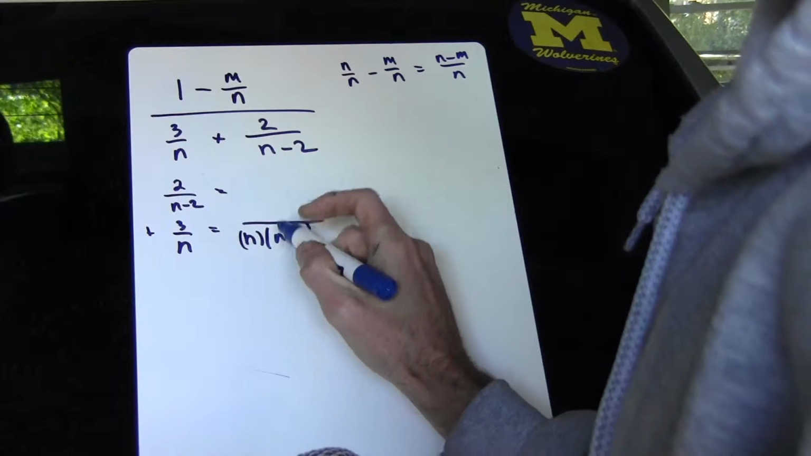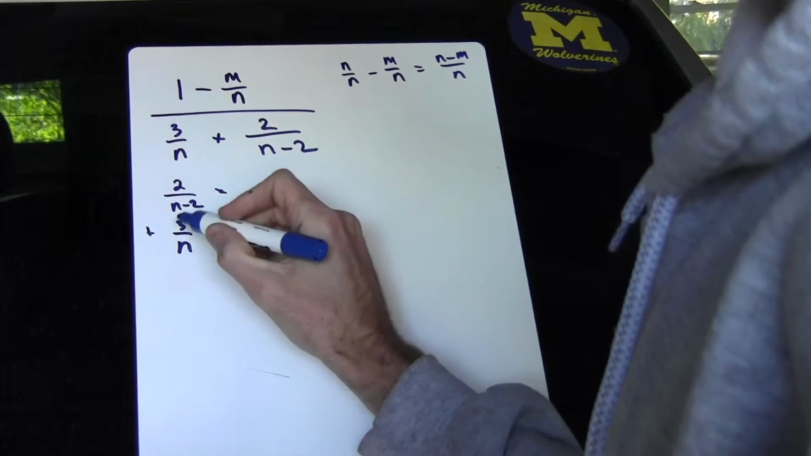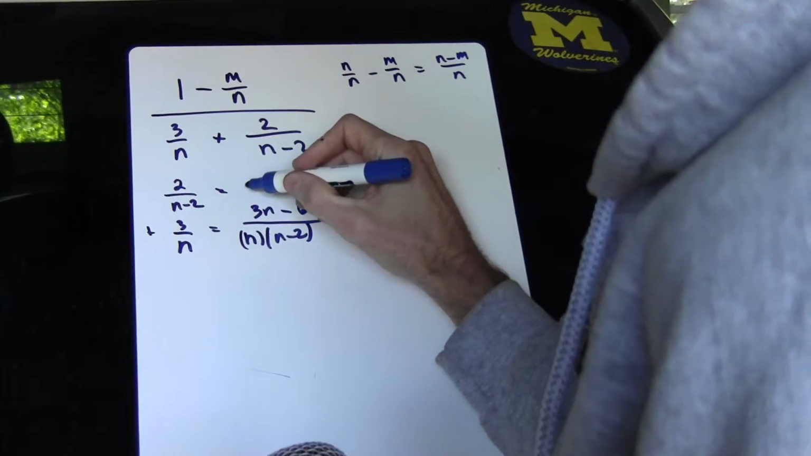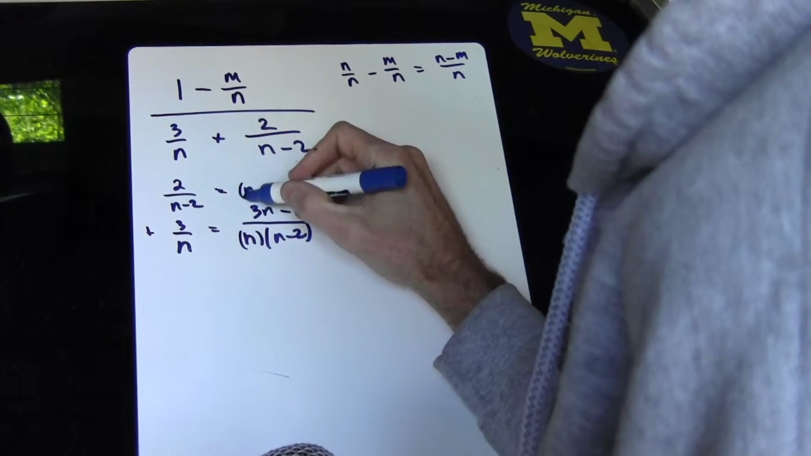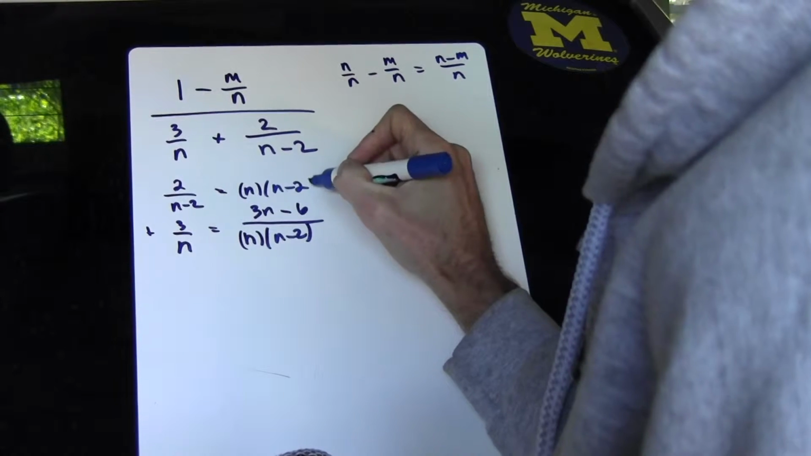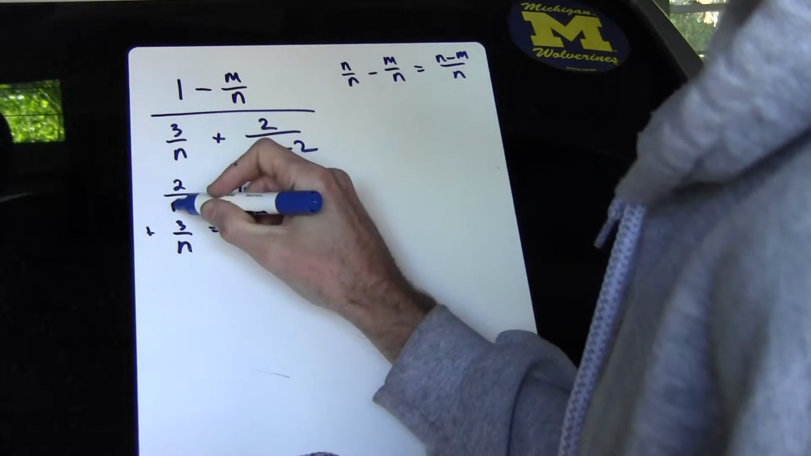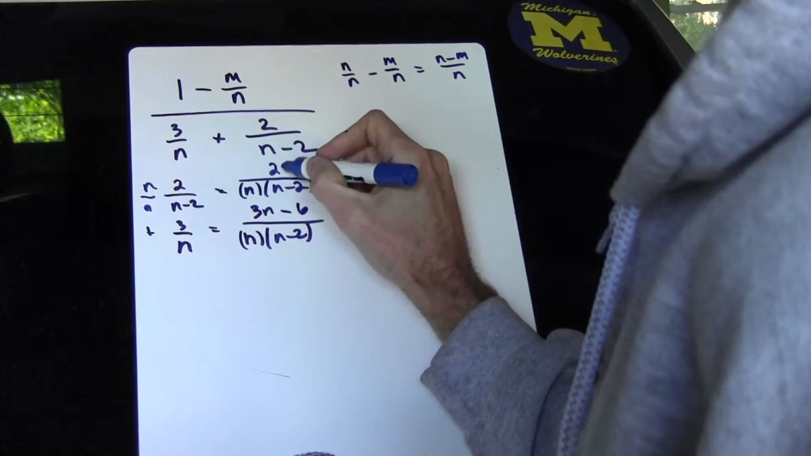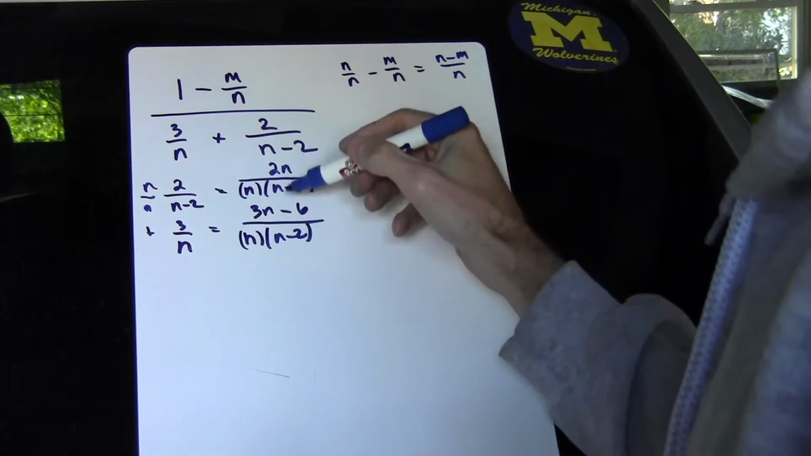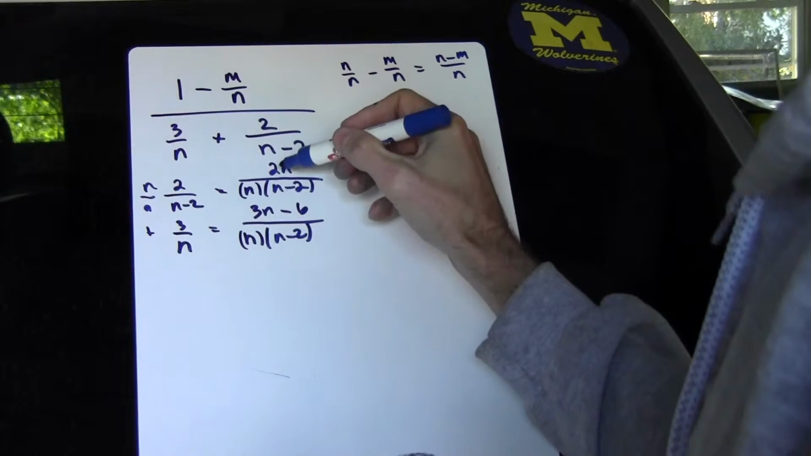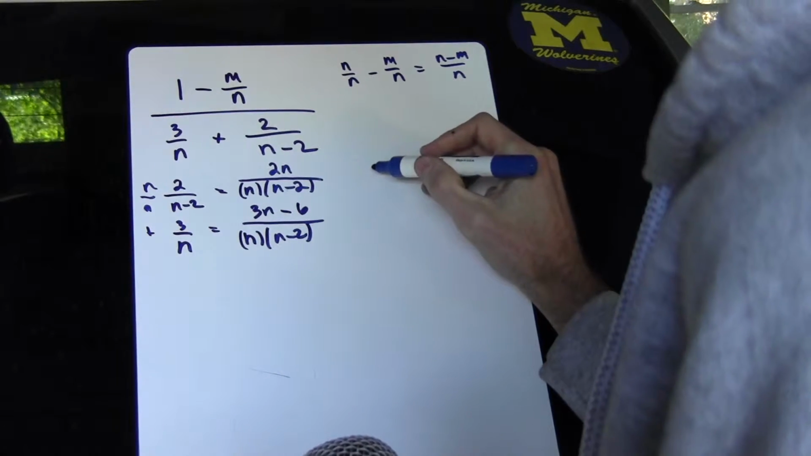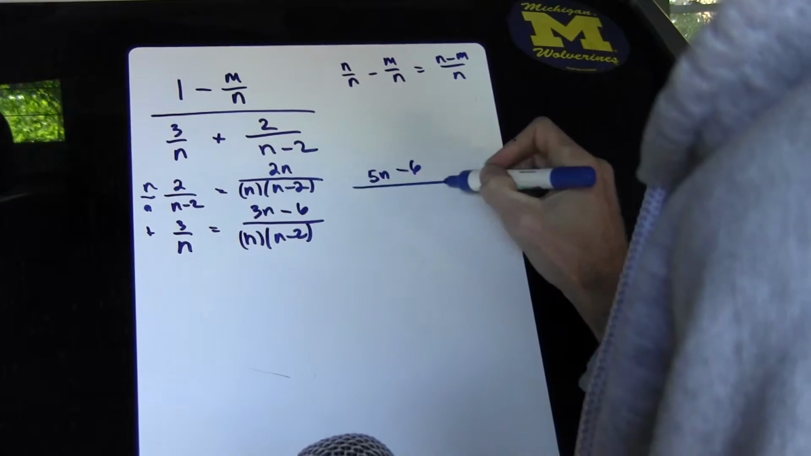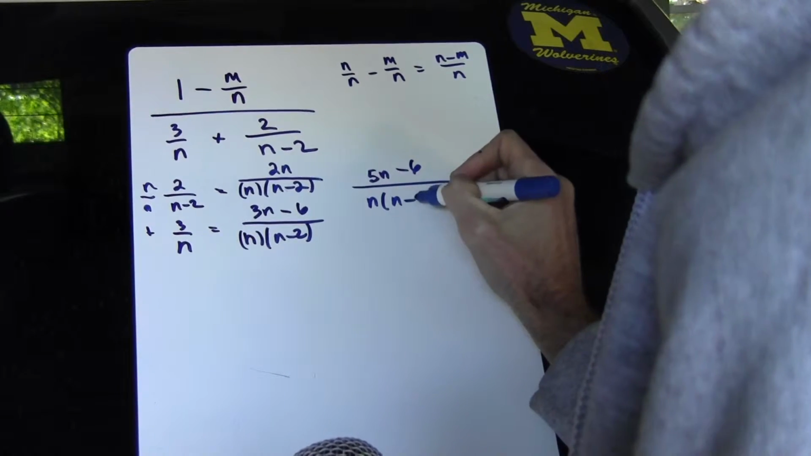3 times n is 3n. 3 times negative 2 is negative 6. And then up on top, n and n minus 2, I'm multiplying this by n. So it's 2 times n, that's just 2n. Now I'm going to add these together. So it's not looking too bad. 2n plus 3n is 5n minus 6 all over n times n minus 2.